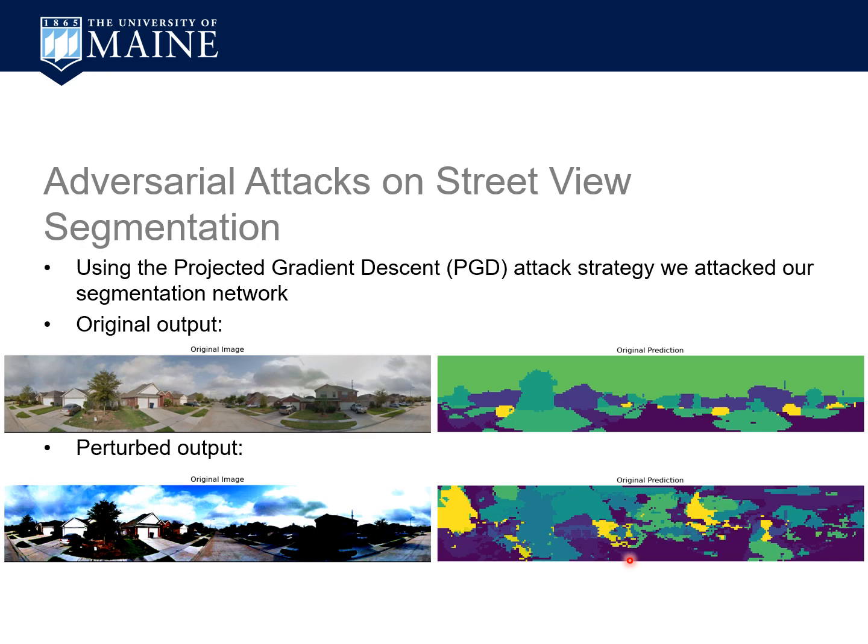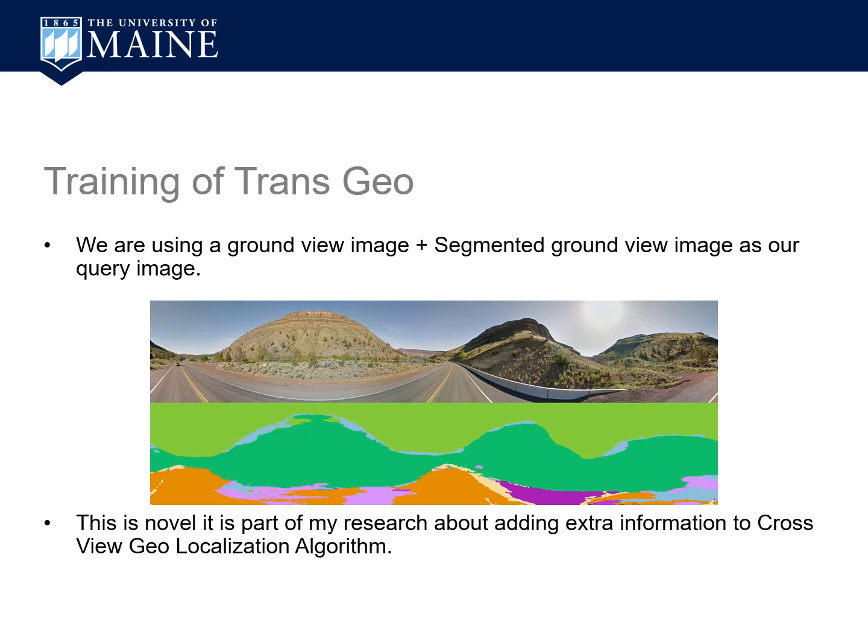Now I would like Avilash to describe more about the attacking. So let's look at what this untargeted perturbation attack has on our model. So, the training on TransGeo. For training we use the ground view image plus the segmented ground view image as our query image. Just a heads up, this is part of my research about adding extra information to cross-view geolocalization algorithms. So this hasn't been done before, no other networks implement it, and it is novel. So let's see what happens.